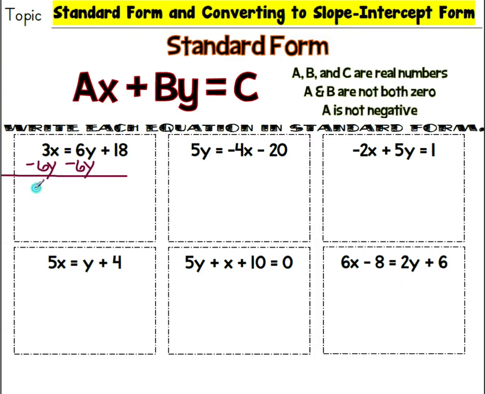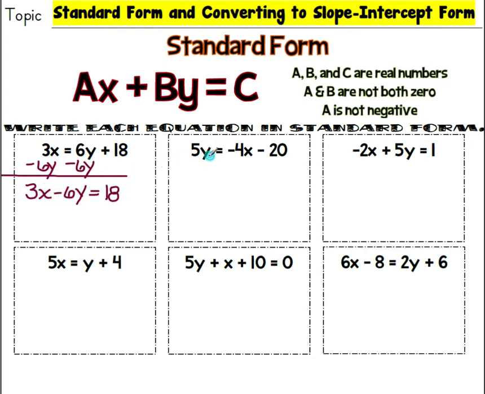So when I do that, I end up with 3x minus 6y, and left on the right side of the equation is 18. So my equation in standard form then, we can see we have our x and our y term, so 3x minus 6y equals 18. My constant is on the right and a is positive. So this would be my equation in standard form.